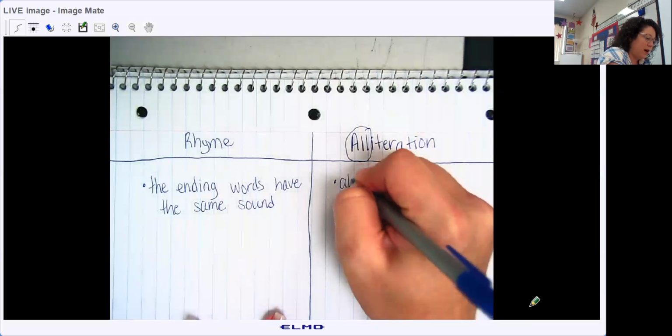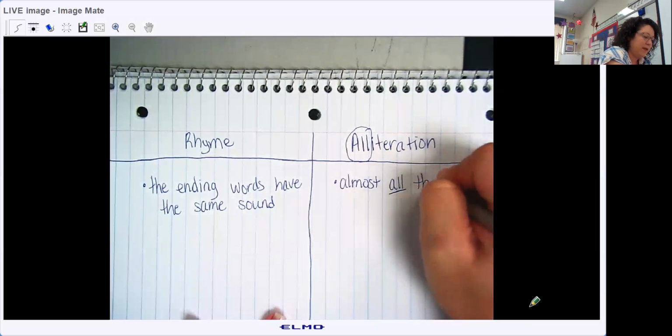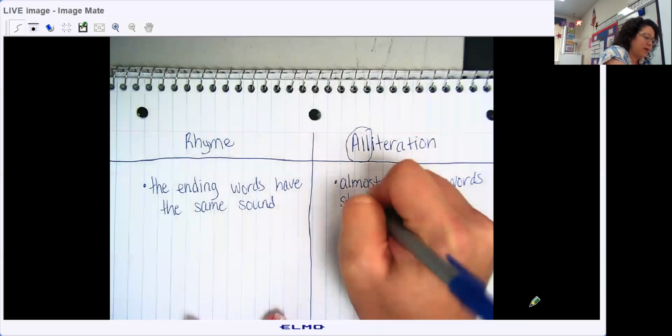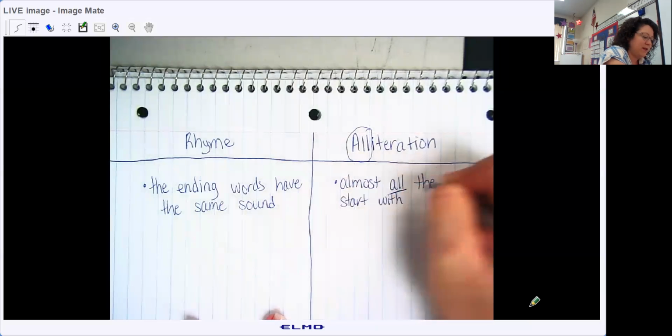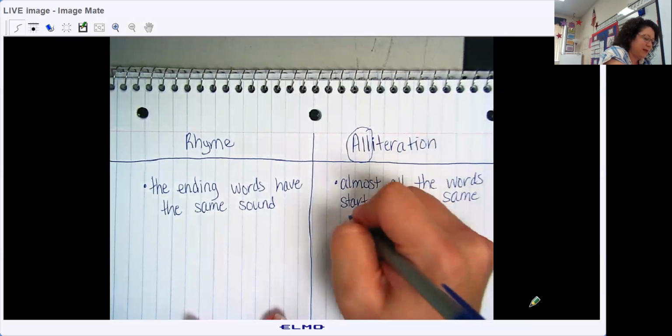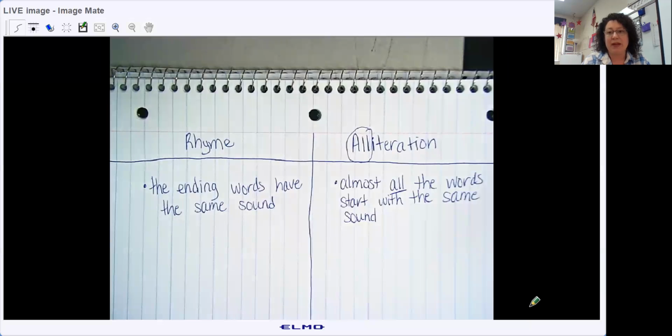So almost all the words start with the same sound. Right? Doesn't have to rhyme. It doesn't have to have that limerick, that A-A-B-B-A. Just almost all the words have to have the same sound.